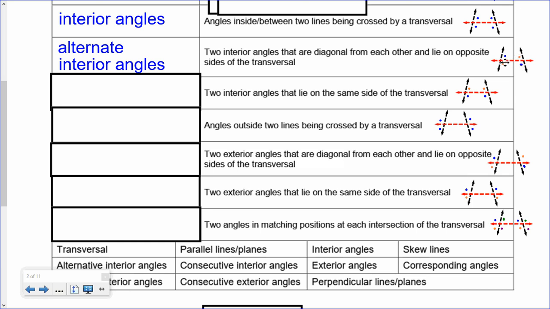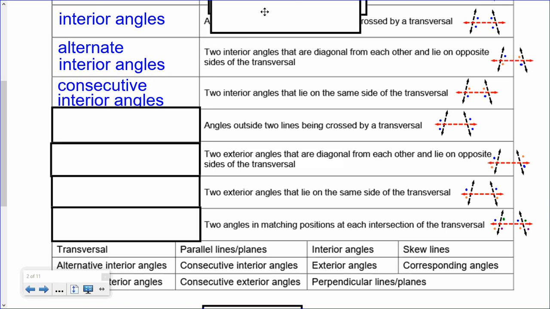There's another pair of alternate interior right here with the orange. So there are two pairs of alternate interior, the blue and the orange. As long as they're on different sides of the transversal, then they're going to be considered alternate. And they're interior because they're inside of the two lines.